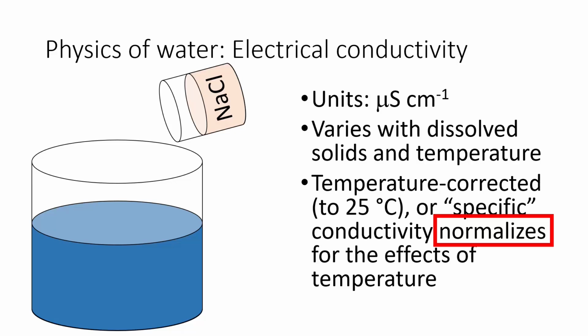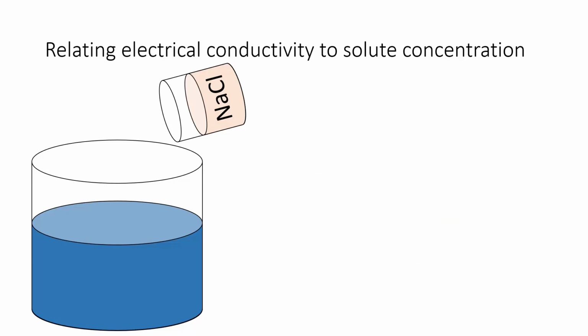This is really important when you're reading a conductivity instrument. You want to make sure you're looking at the specific conductivity if you're trying to understand the concentration of a solid from that number, and not just the raw conductivity that is not temperature corrected. And we'll point that out in future labs when we start looking at these devices for measuring these properties.